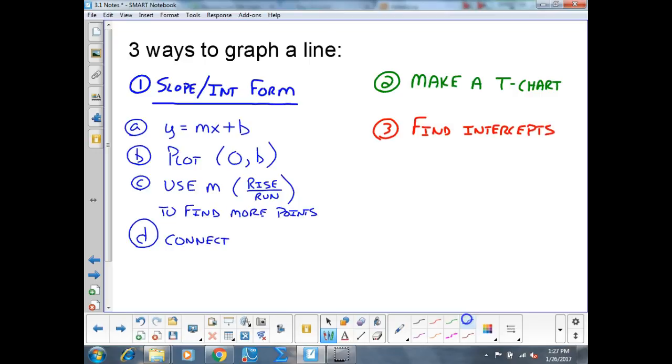Okay. So you find the x-intercept by making y equal to 0. You find the y-intercept by making x equal to 0. You graph those 2 points, connect them, you got your line.